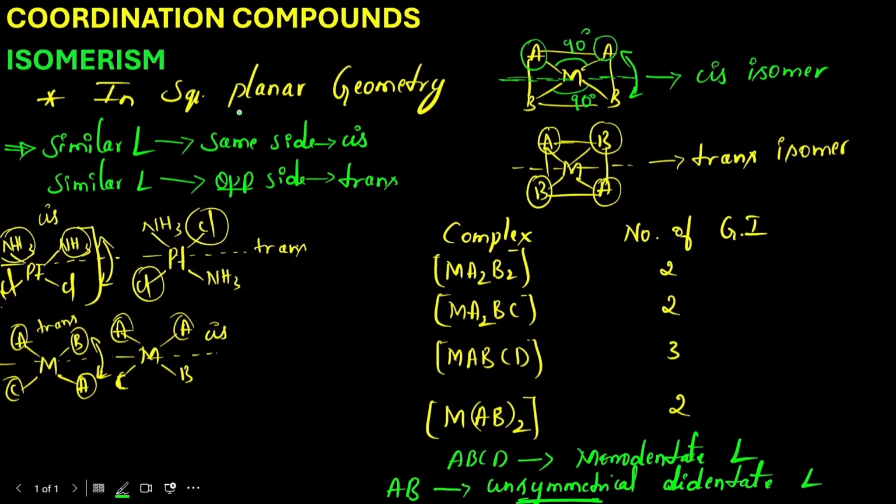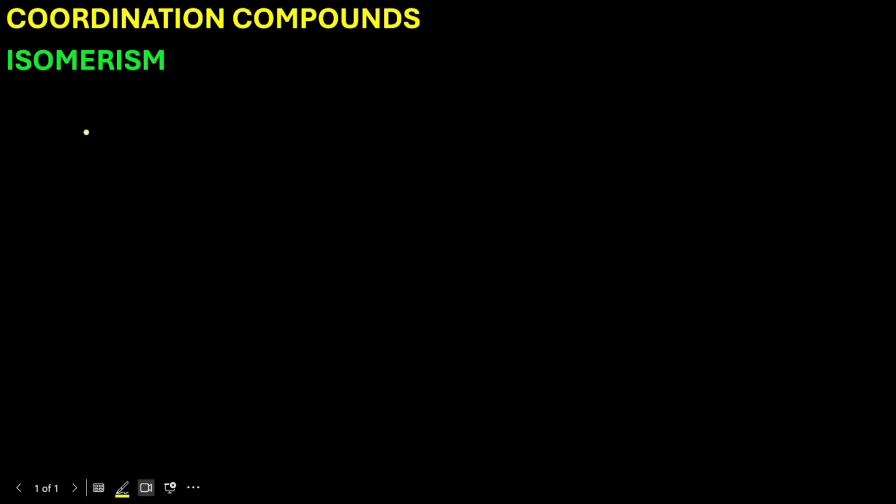This is about the geometrical isomerism in square planar geometry. Next we will go for octahedral geometry. Here you have to remember this table because it is very important from the point of view of examination. So now we will see the geometrical isomerism in octahedral geometry. For that the coordination number should be equal to 6, so it gives octahedral geometry.